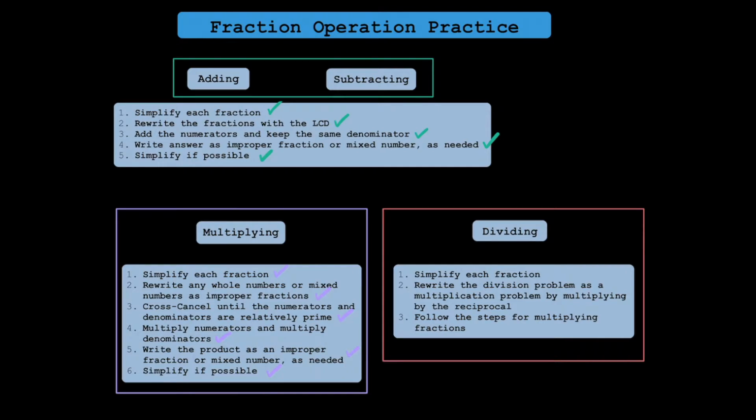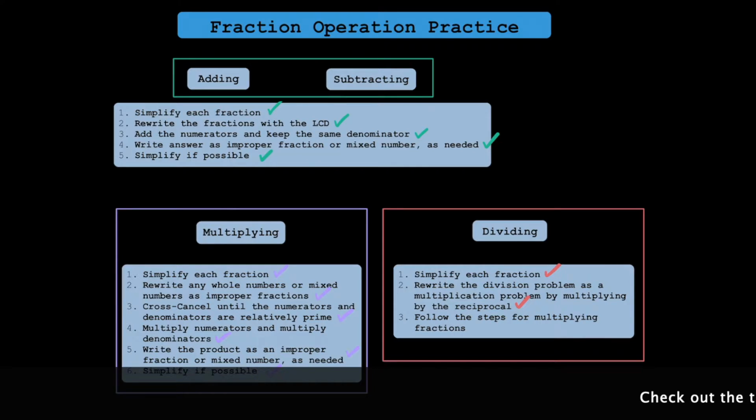If you already know how to multiply fractions, dividing fractions isn't too bad either. First, you're going to simplify any fractions that can be simplified. Then you're going to rewrite the division problem as a multiplication problem. We do this by reciprocating the second fraction and multiplying. Once you've turned it into a multiplication problem, just follow the steps for multiplying fractions.